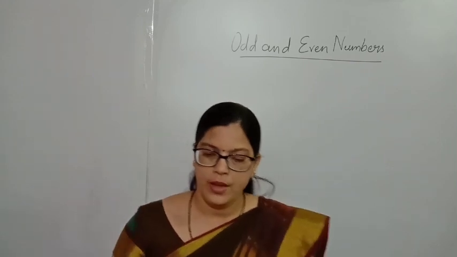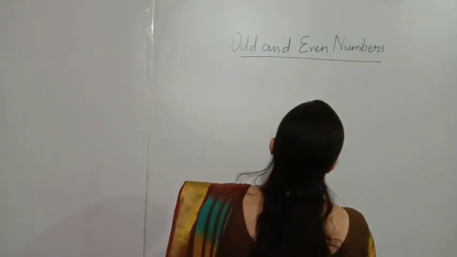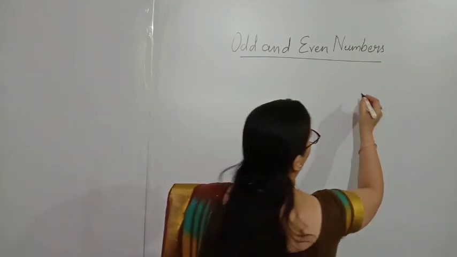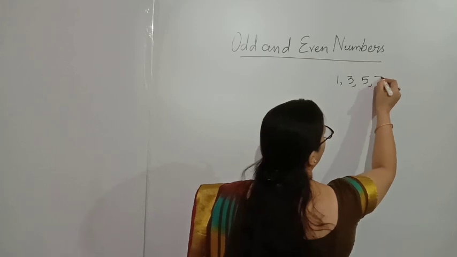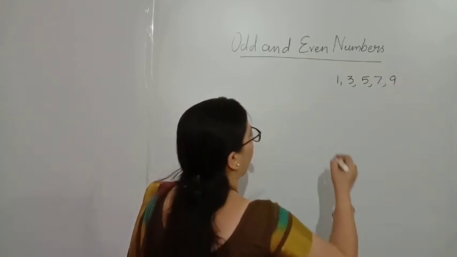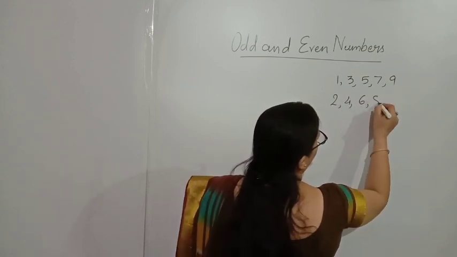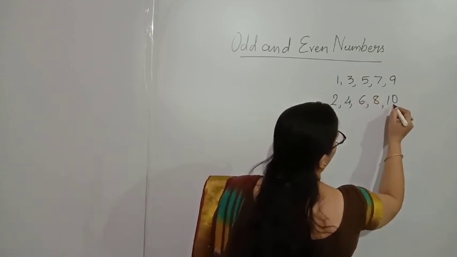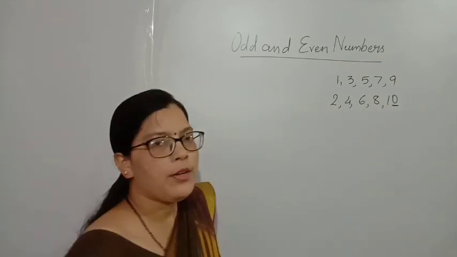Now we know that 1, 3, 5, 7 and 9 are odd numbers. And 2, 4, 6, 8 and 10. 10 means here 0, 0 at ones place. These numbers are even numbers.